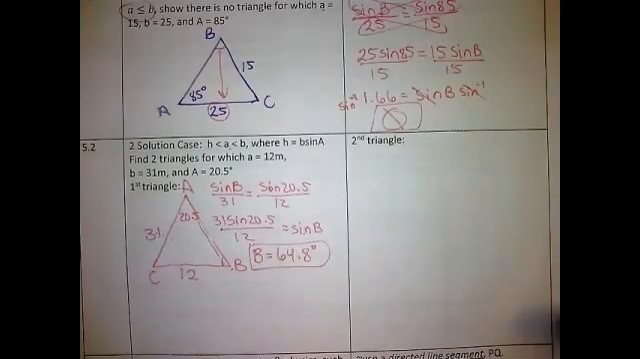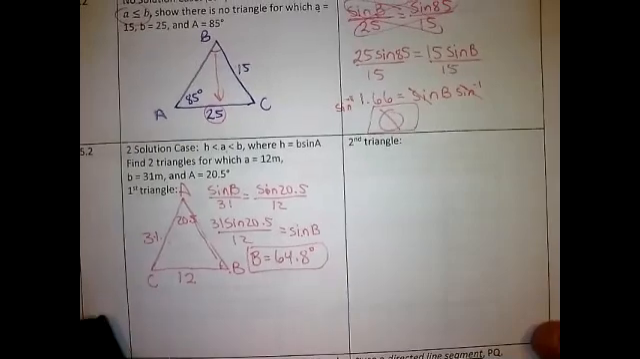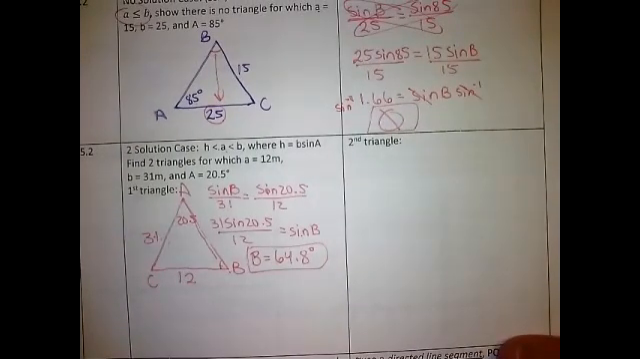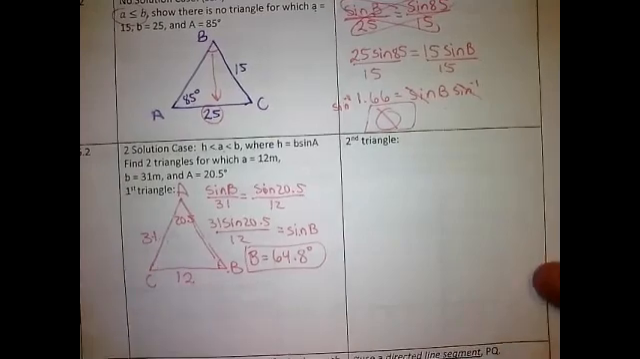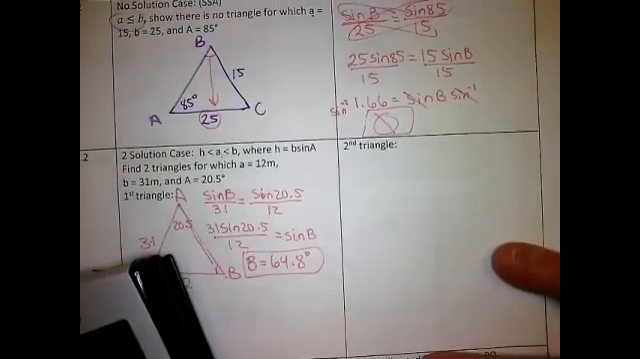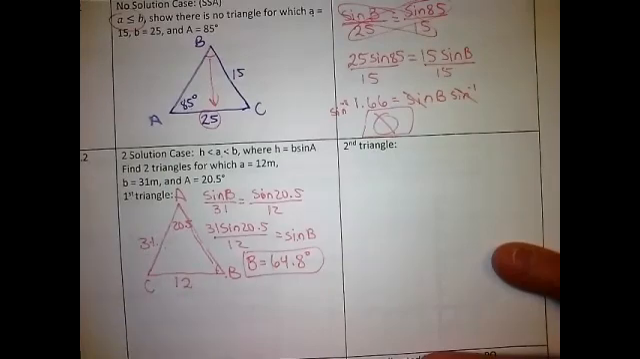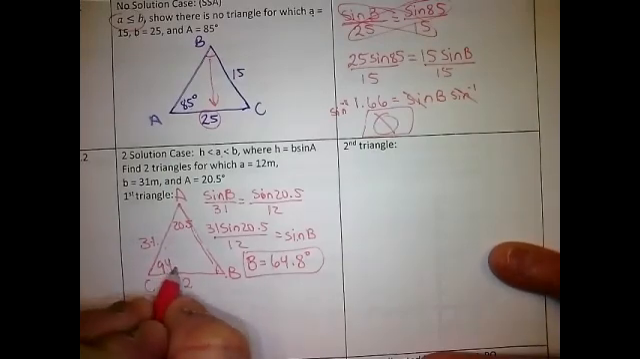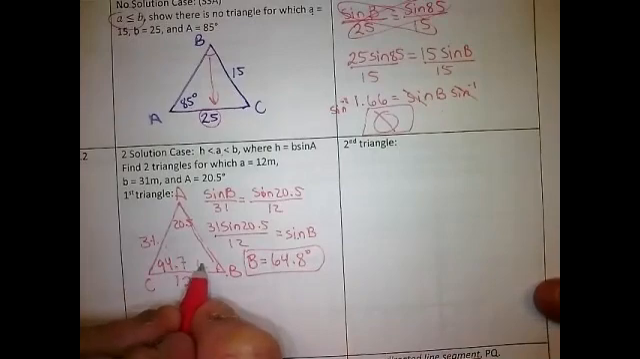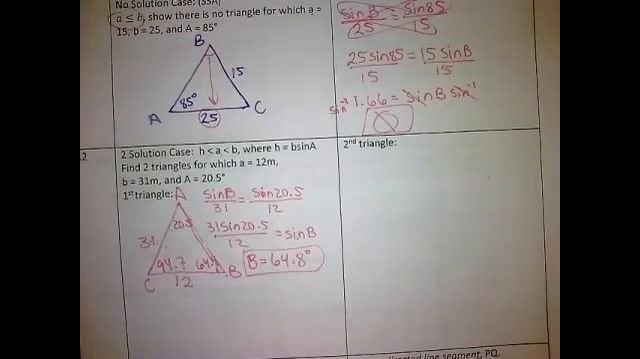Let's go on ahead and find angle C, and then we'll find side C next. So angle C, I know that it's 180 minus 64.8, and that leaves me with 115, minus 20.5. That leaves me with 94.7.